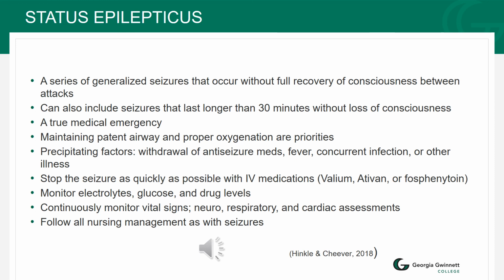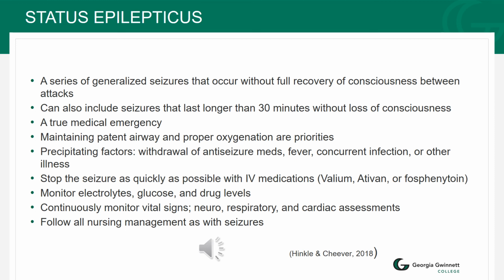Maintaining a patent airway and proper oxygenation are going to be your priorities. You will want to make sure that you establish IV access, you perform EKG monitoring to watch the heart and the rhythms, monitor pulse oximetry and ABG results. Oftentimes, these clients will be able to stop those seizures by administering medication via IV, so Valium, Ativan, Phosphentolin, those can all be given IV. I have given in the hospital Valium rectally, which has also been successful in stopping status epilepticus.